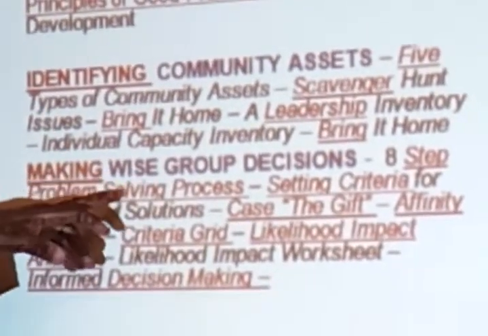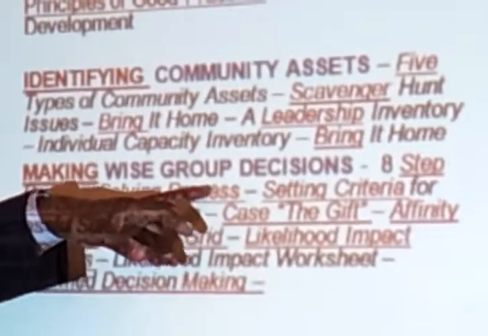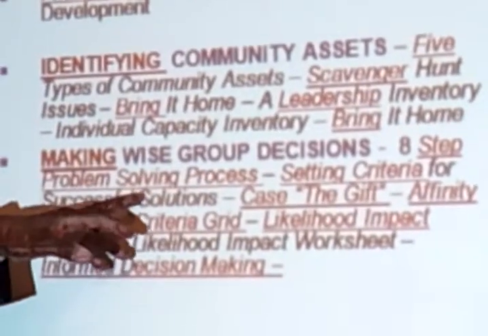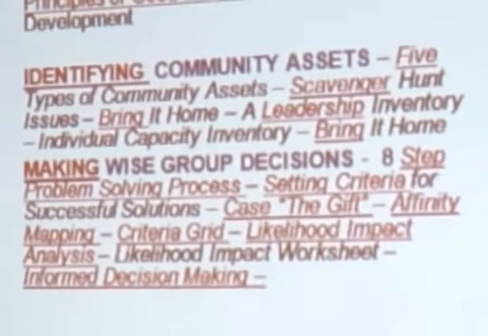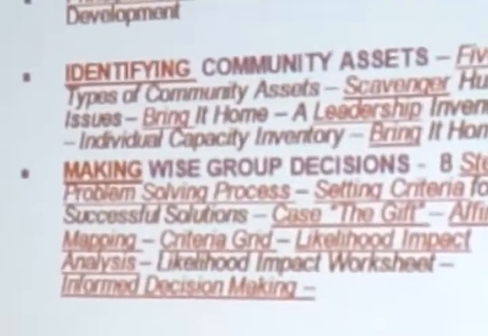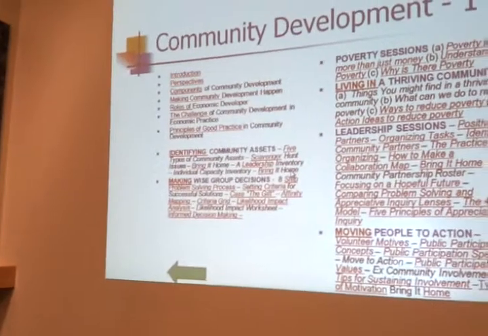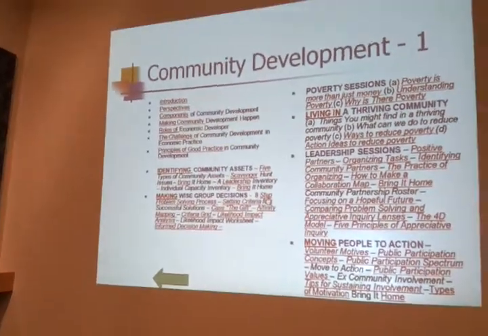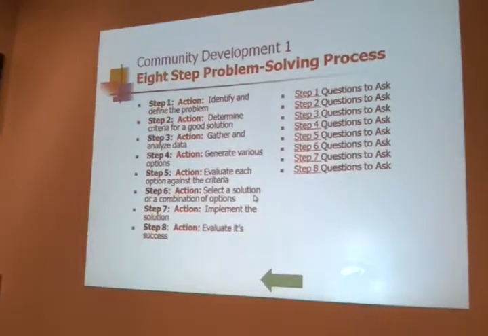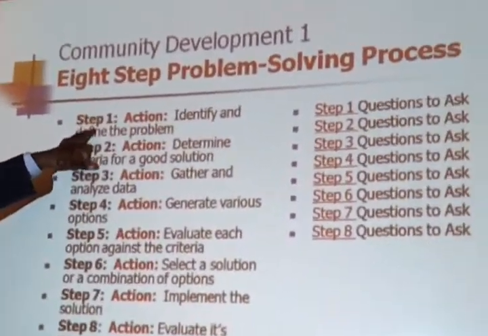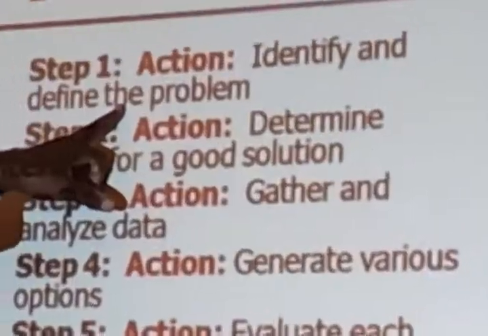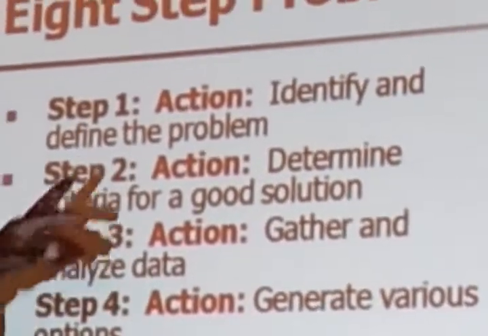One thing I want to talk about in making wise group decisions, I have something called the 8-step solving process. And I think this is a great example. You can take this process into any particular field or category you desire. Now, with the 8-step solving process as an example, it goes in depth for step 1. First of all, in step 1, you have to understand the action.